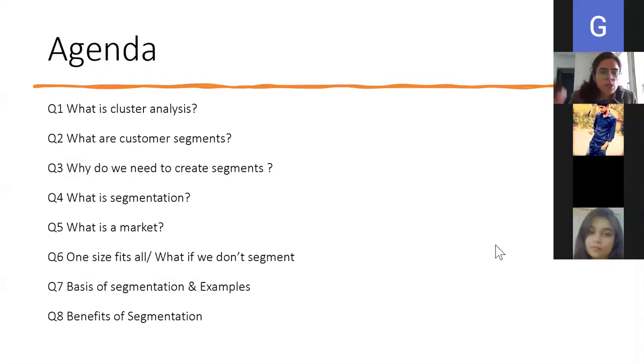So we'll understand what is cluster analysis, what are customer segments. And first of all, why do we need to create these segments? What is segmentation? What is a market? And then, what is market segmentation? Then there's this term, one size fits all. What does that mean? And what is the problem if we don't segment?